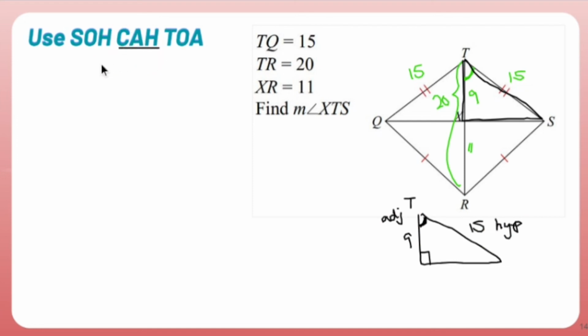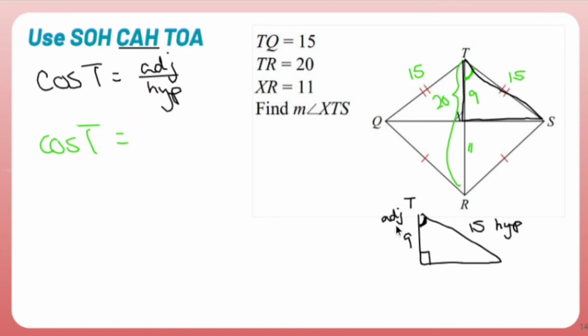as Paul Walker once said in Too Fast, Too Furious. What's CAH? CAH is cosine of your angle is going to equal the adjacent side over the hypotenuse. Now I fill in what I know. Cos T equals my adjacent side, which is 9, over my hypotenuse, which is 15.